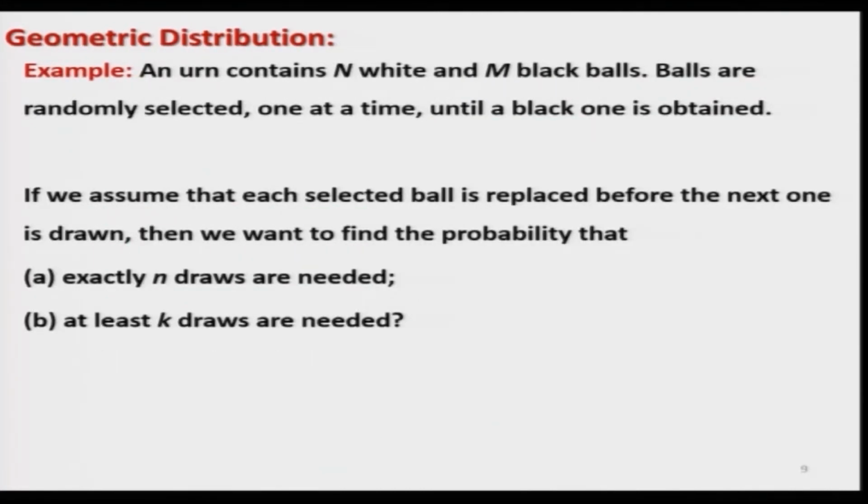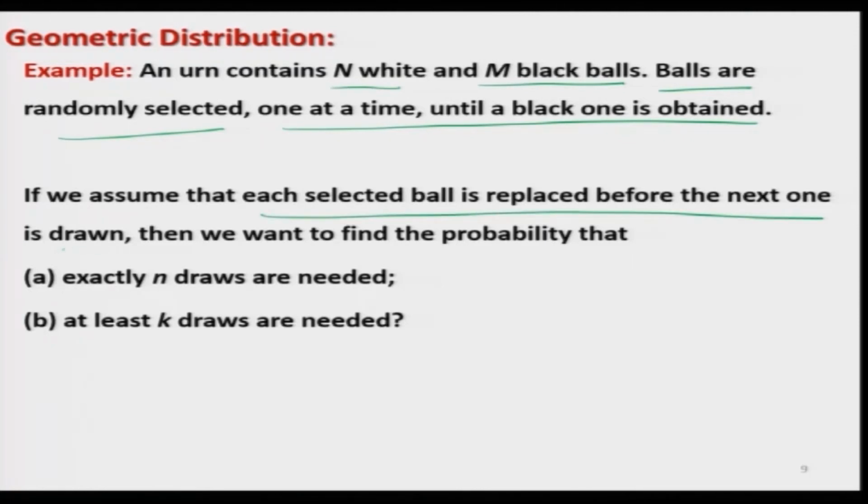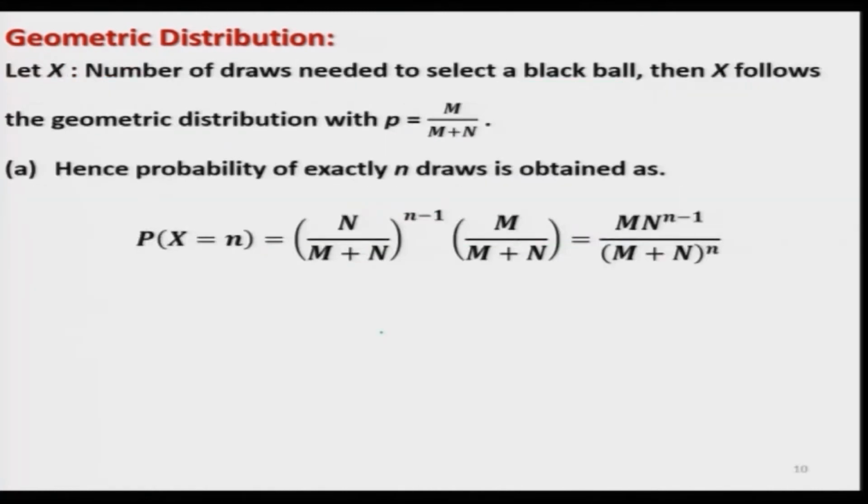Now, let me take one more example to help you understand. Suppose an urn contains n white and m black balls. The balls are randomly selected one at a time until a black one is obtained. If each selected ball is replaced before the next one is drawn, then we want to find the probability that exactly n draws are needed and at least k draws are needed. So, how do we solve this type of situation?